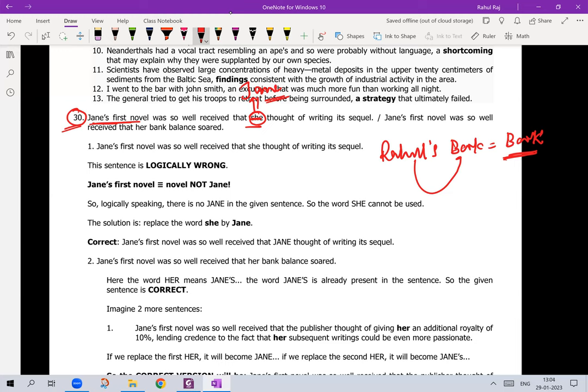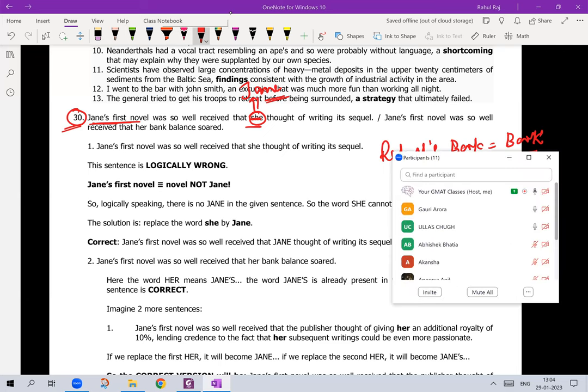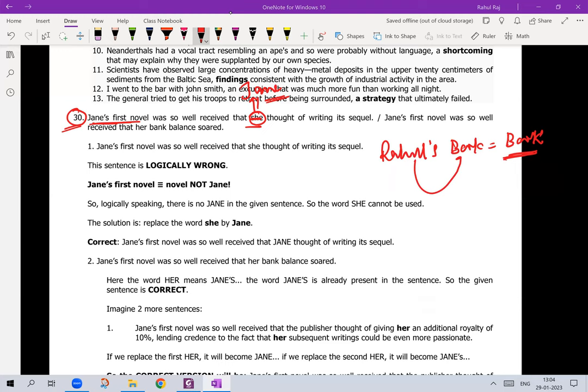It got a little confusing for me. Can you repeat that, please? Yeah, sure. What's the confusing part, Gauri? Just using she for Jane, because you said novel is the main subject here.